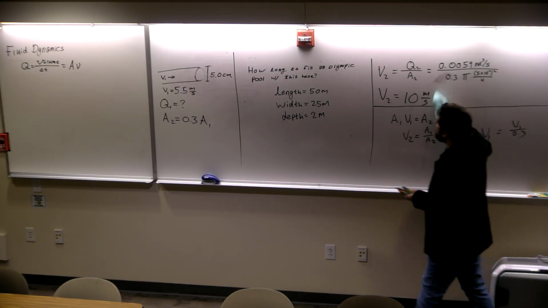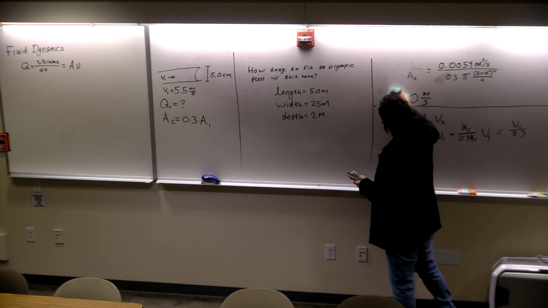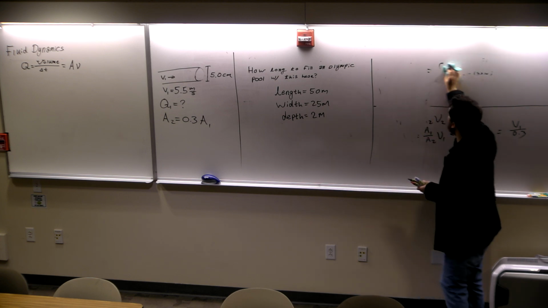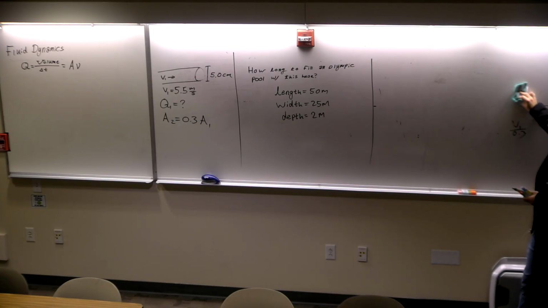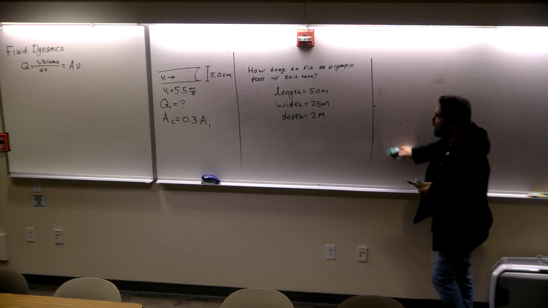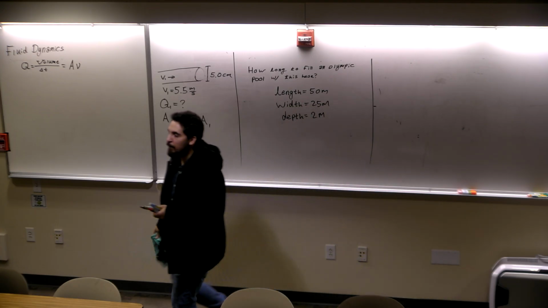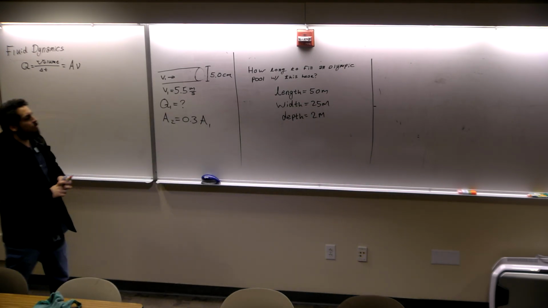So we start to make predictions. We start to make predictions about physical reality. How long does it take to make something happen? How long does it take to fill a pool, given the constraints of our system, given the constraints of a hose that allows fluid to flow out at some rate? So how do we figure this out?